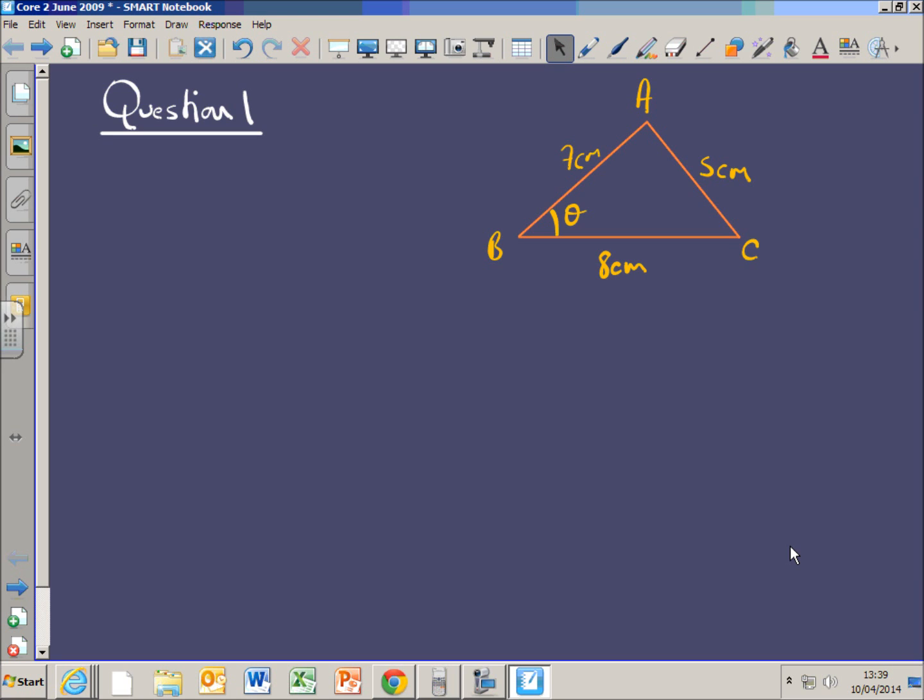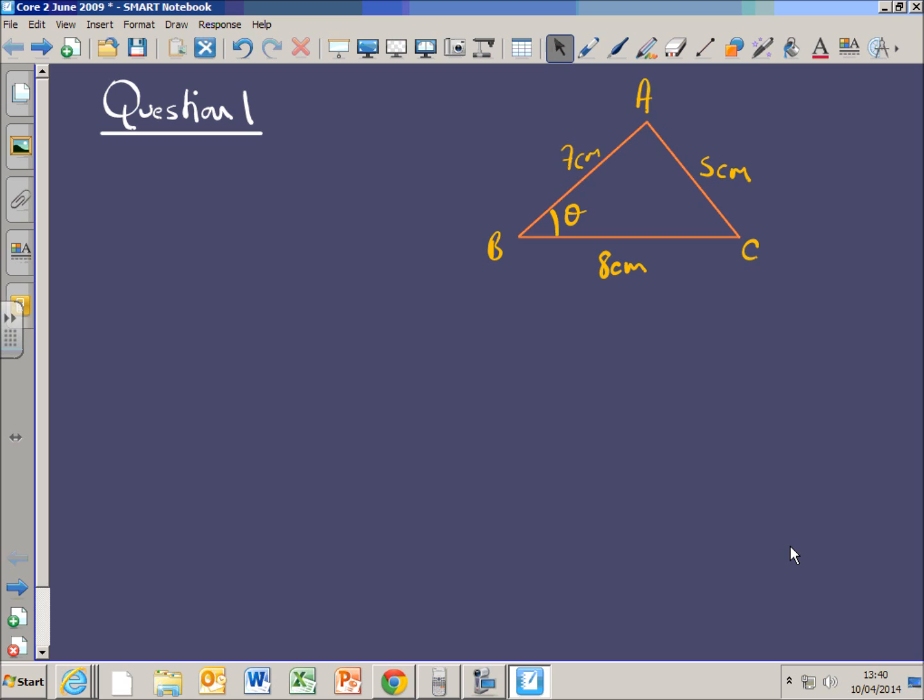Okay, so question one. We've got this triangle, sides 7, 5 and 8, and that angle there, theta. And we want to show that the angle theta is 38.2 to the nearest 0.1. How do I do this? Can someone talk me through this? How do they find out the value of that angle there?